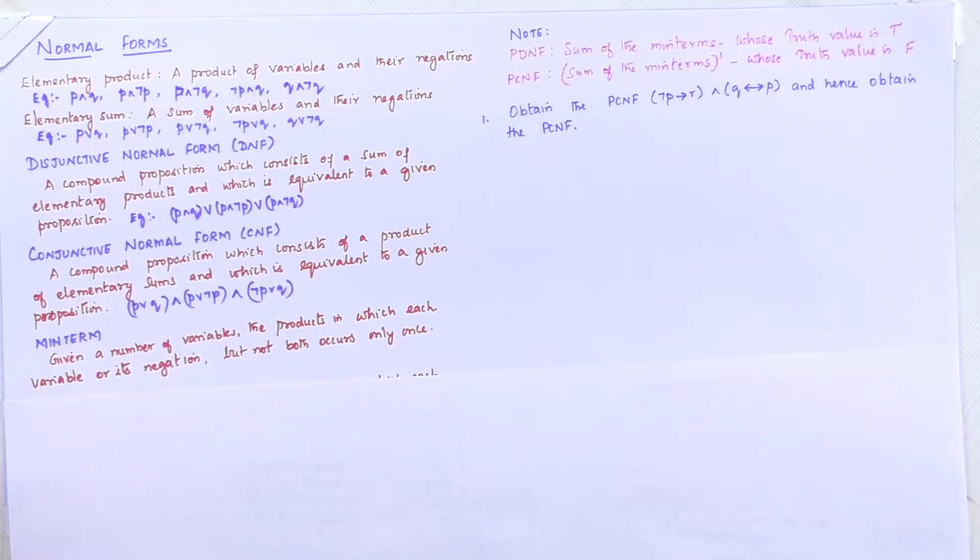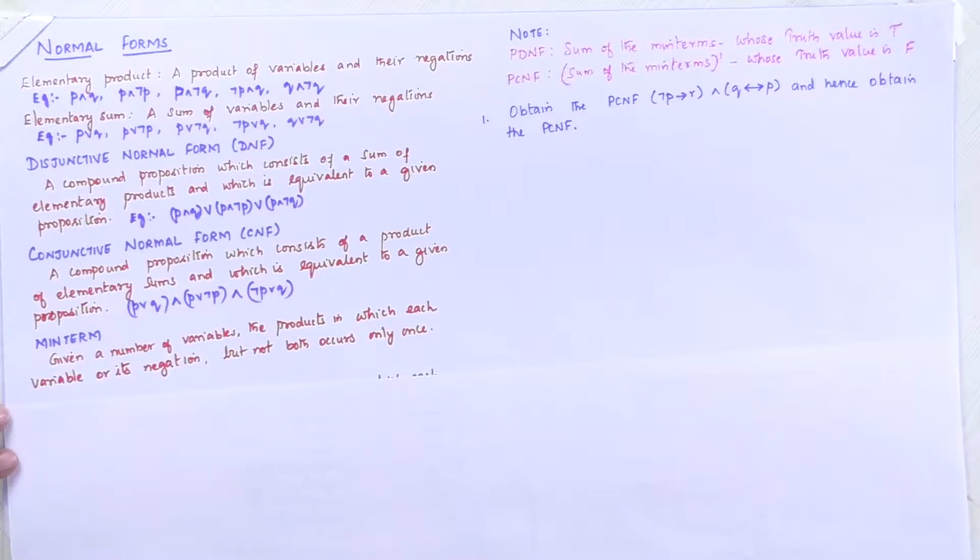Now coming on to min term and max term. Before entering into the principal disjunctive normal form and principal conjunctive normal form, we must be very thorough with these terminologies, right? So next we have min term. What is meant by min term? Given a number of variables, the product in which each variable or its negation but not both occurs only once is called a min term, right?